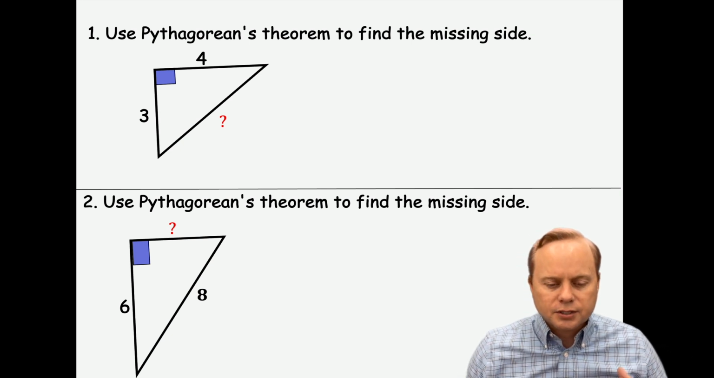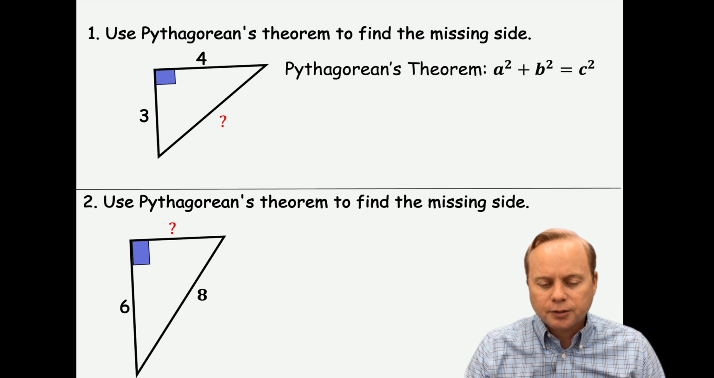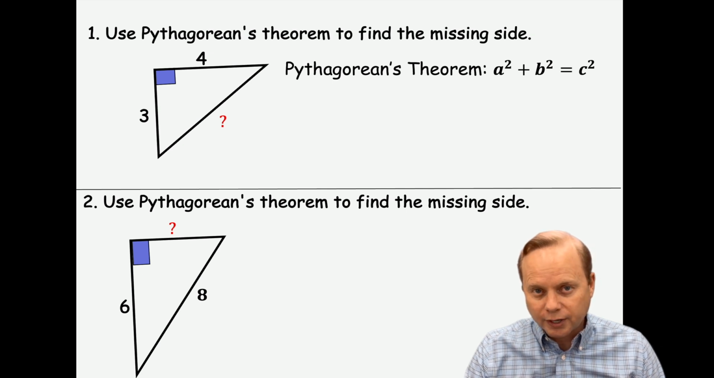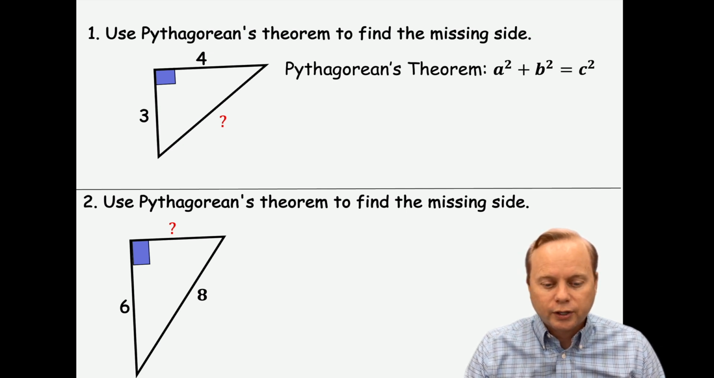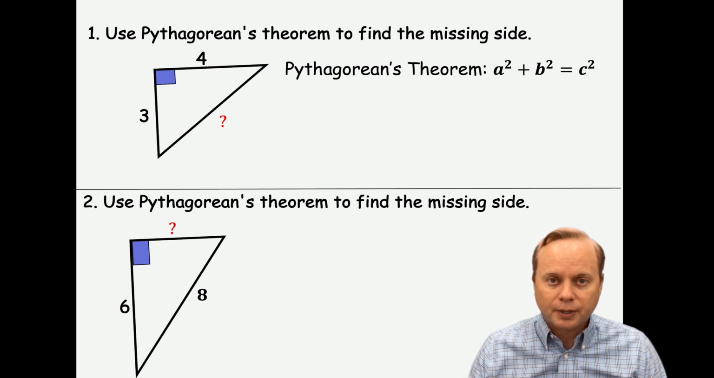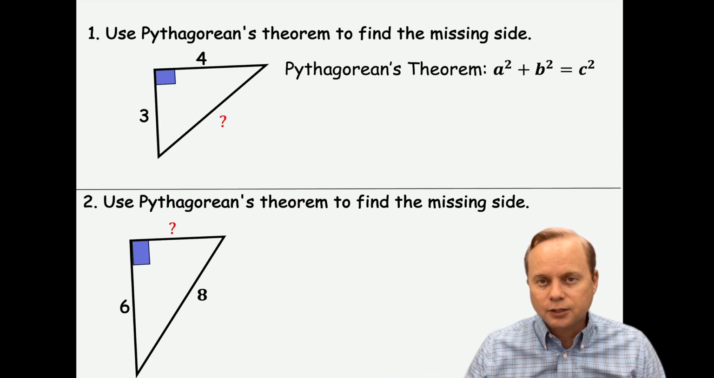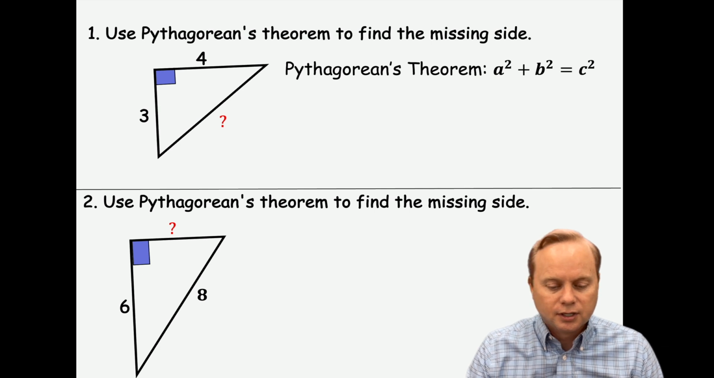Okay, so on this one, we're using Pythagorean's theorem to find the missing side. Remember, Pythagorean's theorem is a squared plus b squared equals c squared. Well, c squared is your hypotenuse. So your one side and your other side squared, when you add those two together, is equal to your hypotenuse squared. So let's go through number 1 together. Here we go.